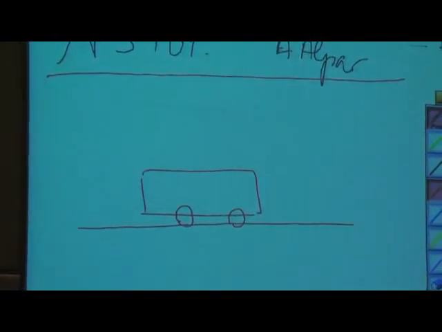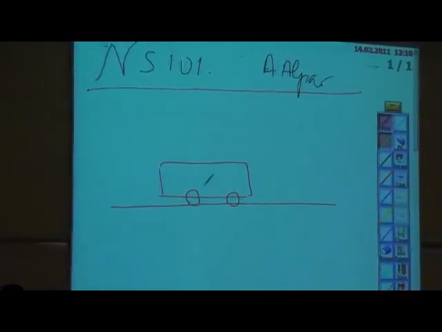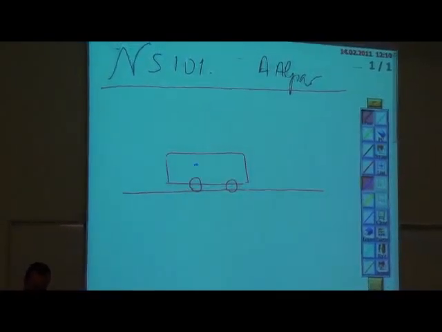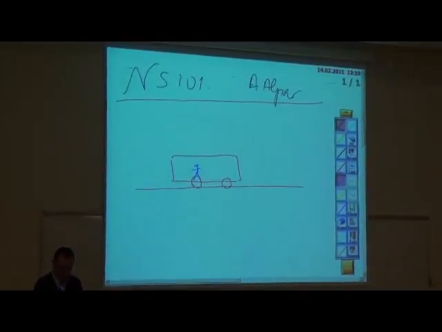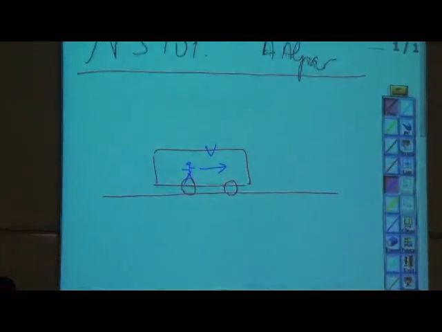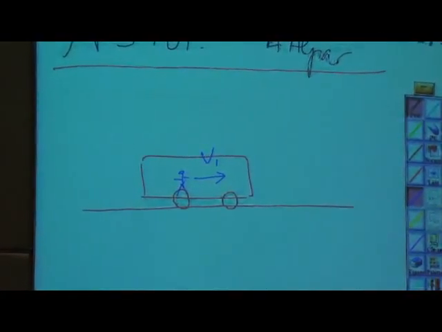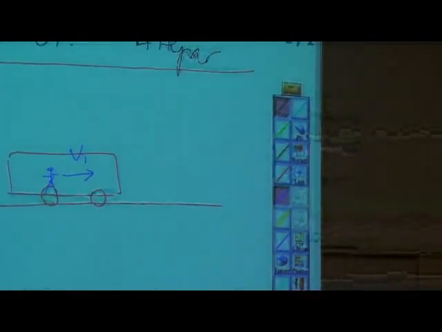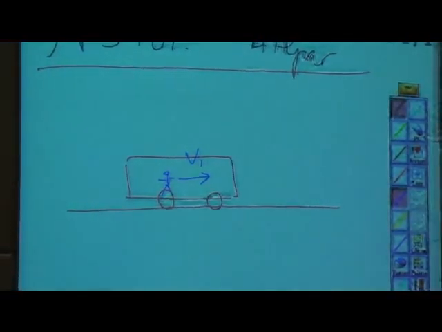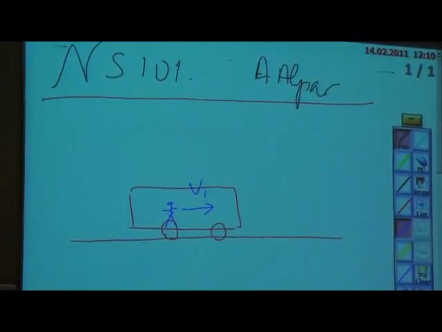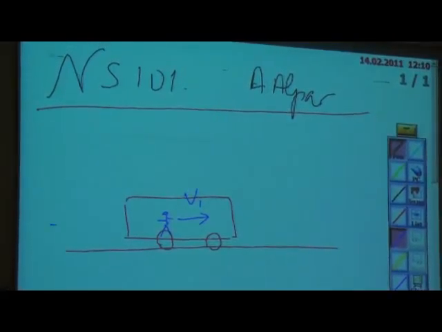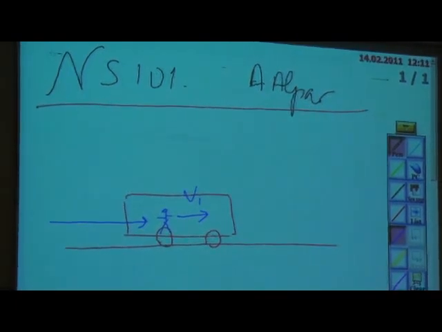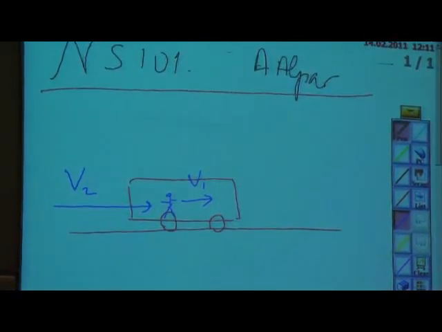So here is a train, let's say. And here is someone moving with respect to the train with speed V1, 3 meters per second. Okay? And the train is moving with speed V2.